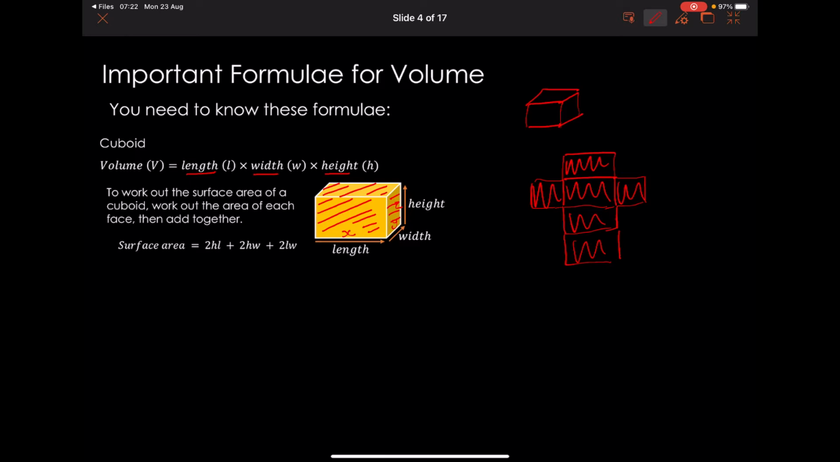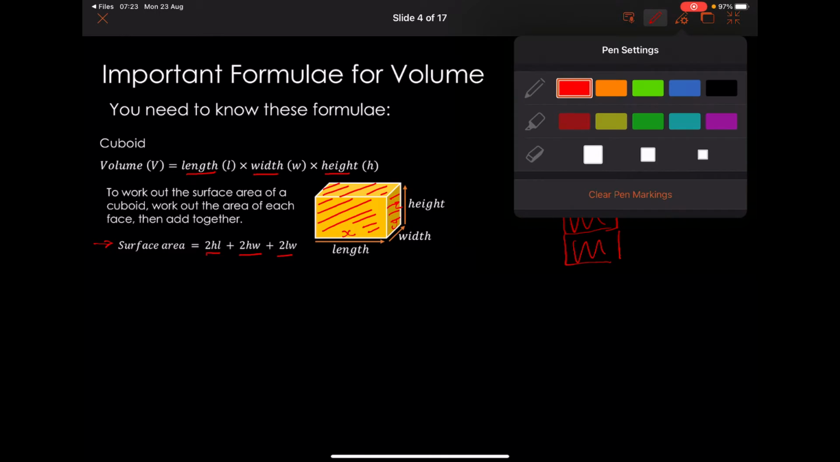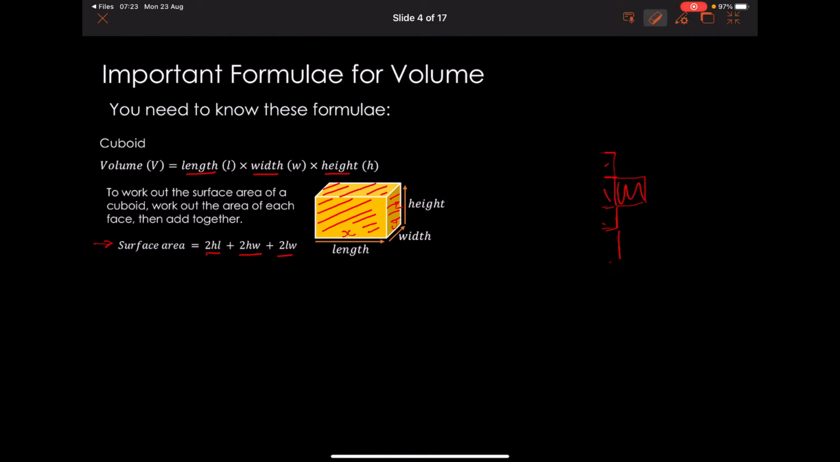So to work out the surface area of a cuboid, like I say, work out the area of each face and then add it together. You could remember this formula: 2 times height times length plus 2 times height times width plus 2 times length times width. It's up to you if you want to remember that, or you just want to remember that you've got to work out the area of each face and add it together. However, the formula for the volume is nice and simple.